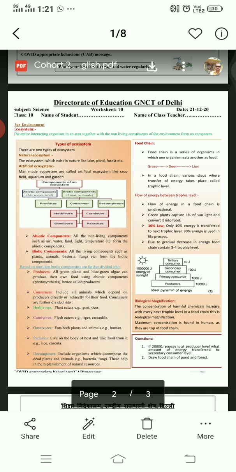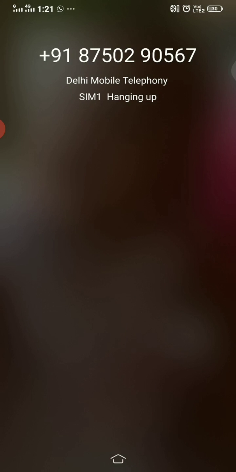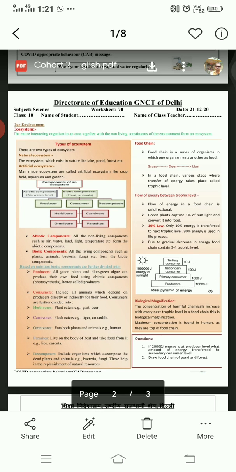Biotic components are of three types: producers, consumers, and decomposers. Producers are the plants and grasses which produce food. Which produce food means they produce their own food with the help of photosynthesis.